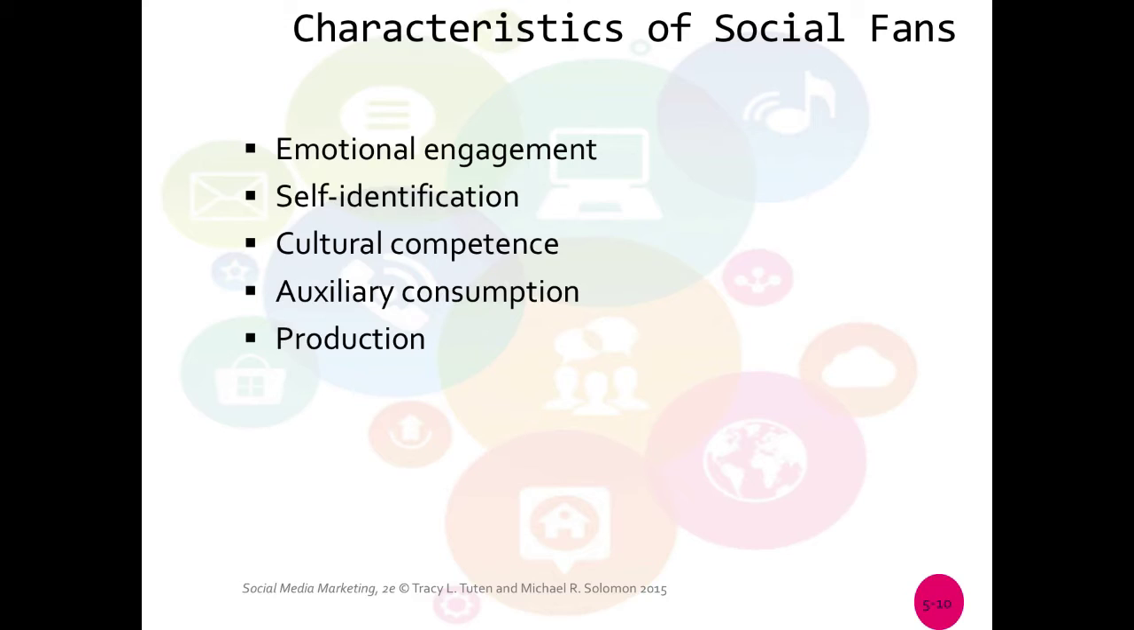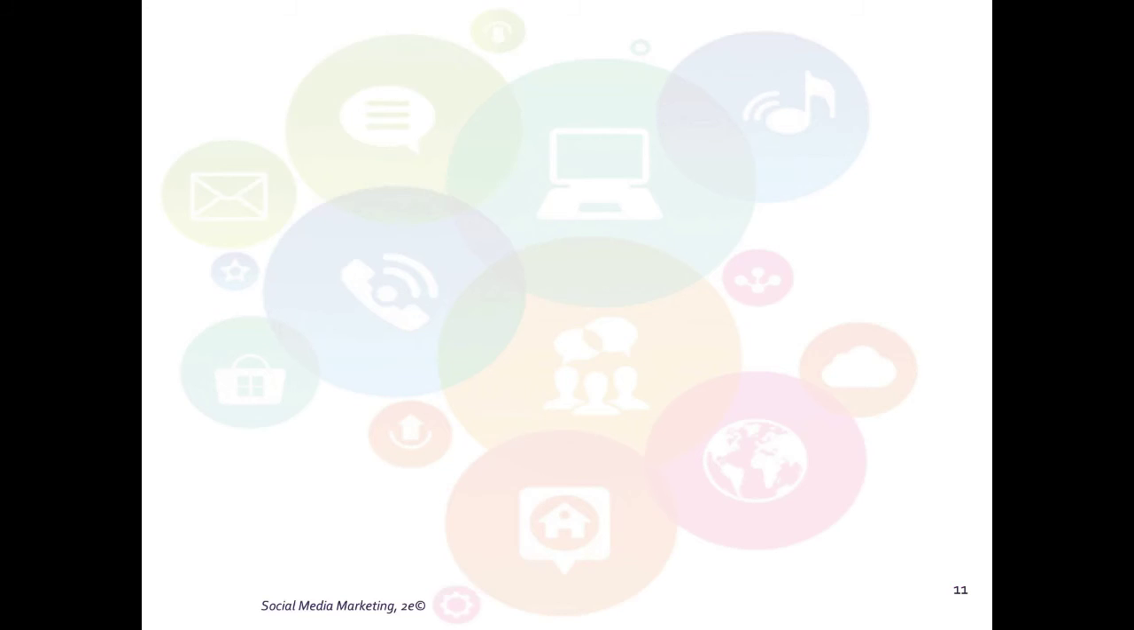And then there's production. This is where the fan becomes so involved and engaged with the brand that they start producing content related to it, like they blog about it. So maybe you blog about the best places to visit at Disney World if you're a big Disney fan, and your blog consists of content related to that brand. So those are people who really are going above and beyond.